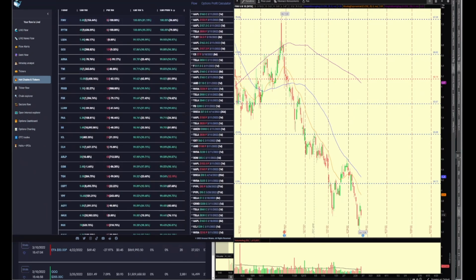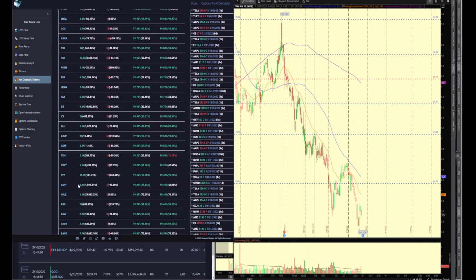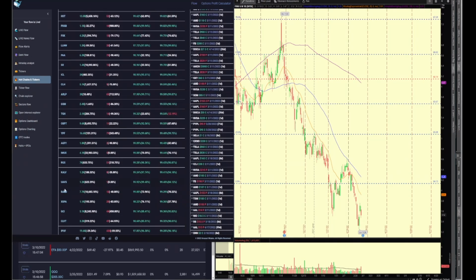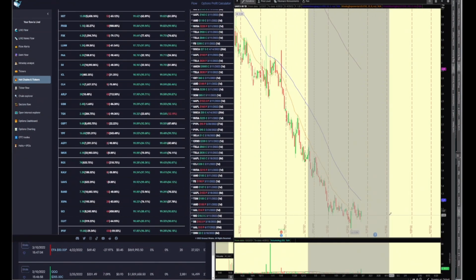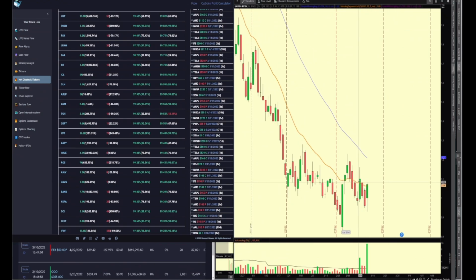I'll go down the list until I see something that has good potential, that has a good daily pattern that I can trade. So let's try UAVS. It's another name that was very popular before. So this one's a $1 stock. But yeah, this one's not bad.